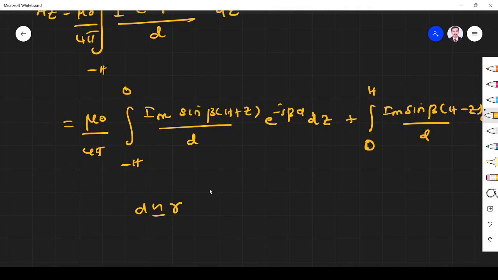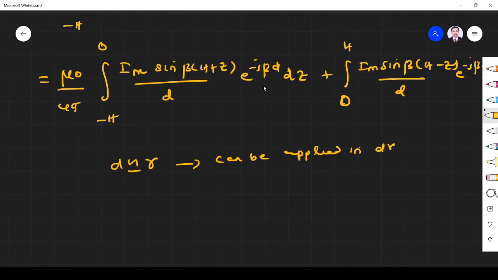But in the numerator, we cannot replace d in e power minus j beta d. Here we should not replace. So d approximately equal to r can be applied in the denominator, whereas in the numerator we cannot do that because it is talking about phase.